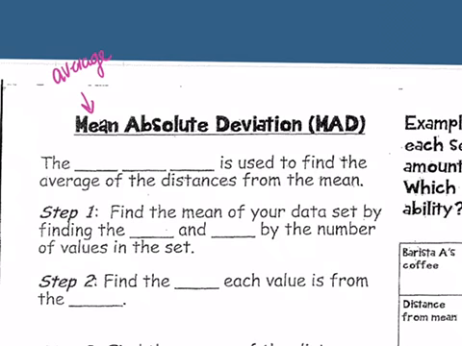So you take all of your numbers, add them all up, find your sum, and divide by however many numbers were in your list. Absolute. We went over it in class, how to find absolute value in your calculator, but it basically just means your distance from zero. So a number's distance from zero, no negatives.